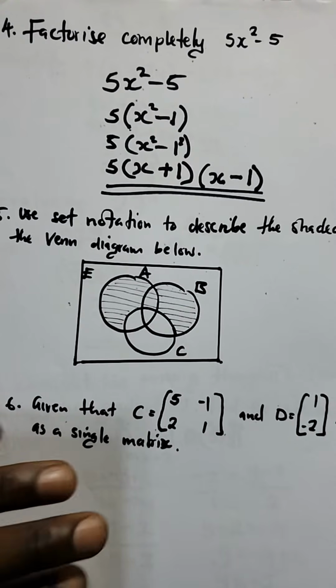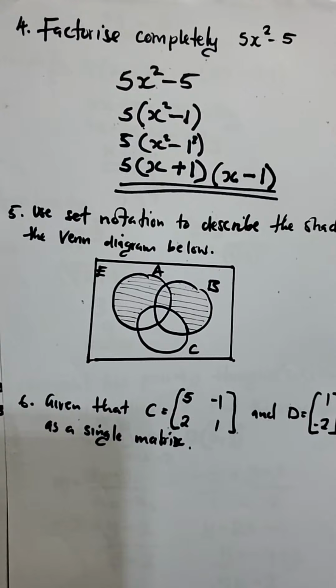Now, question 5. This is under sets. Use set notation to describe the shaded region in the Venn diagram.